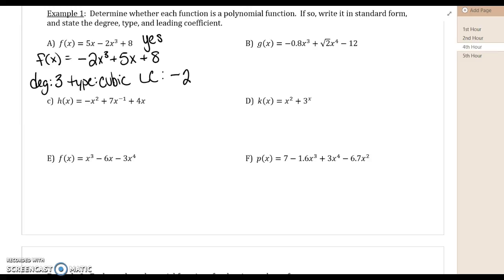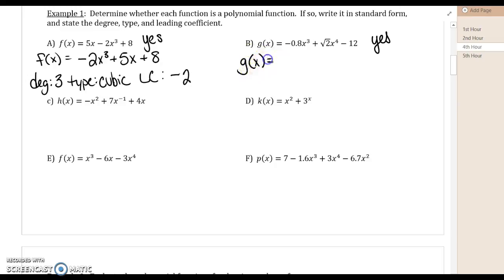In B, I have heard yes and no. The correct answer is yes, it is a polynomial. -0.8 is a real number. Square root of 2 is a real number. It's not a pretty number, but it's a real number. The exponents 3 and 4 are positive whole numbers. So yes, it is a polynomial.